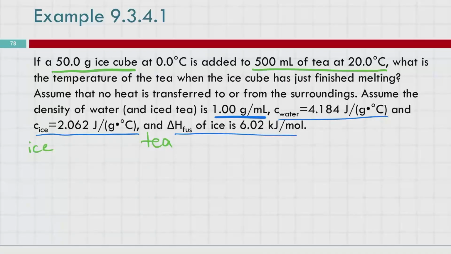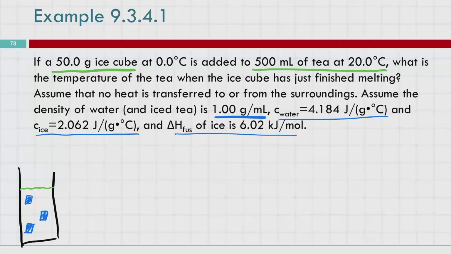So we've got drawing time. We've got a glass, and it's got tea in it. So I'm going to make it green because it's green tea. We've also got ice. It says that we've just got a 50-gram ice cube, but let's just say it's 50 grams of ice. All right, so we've got our ice in our cup of tea.